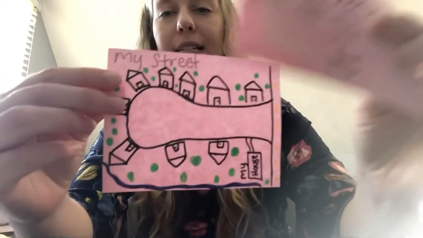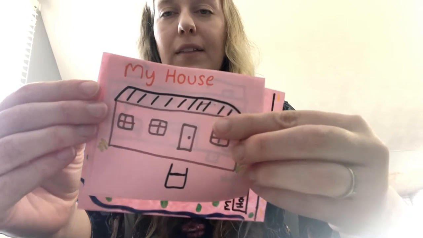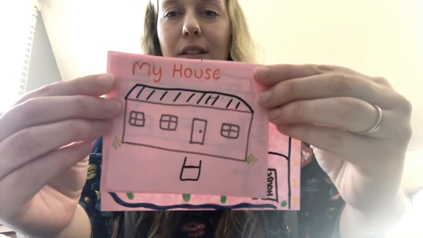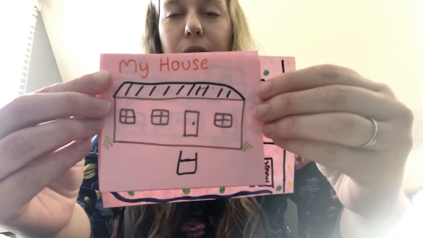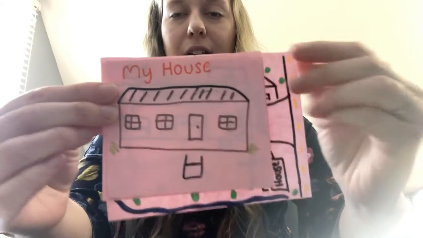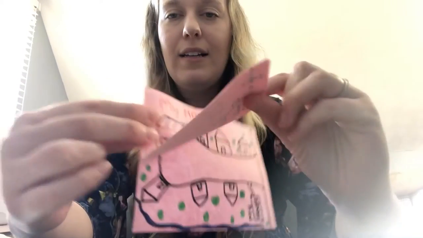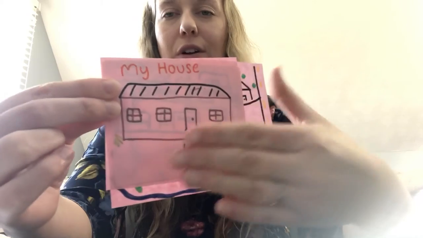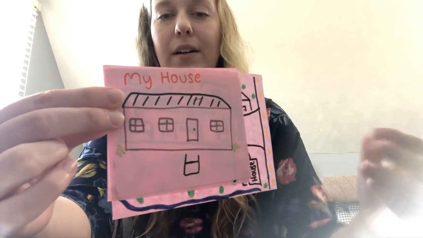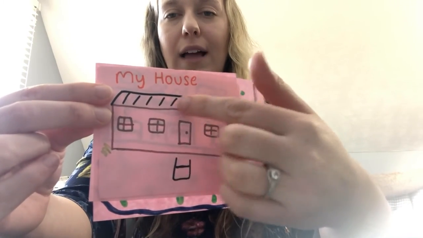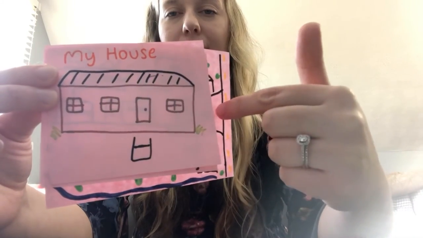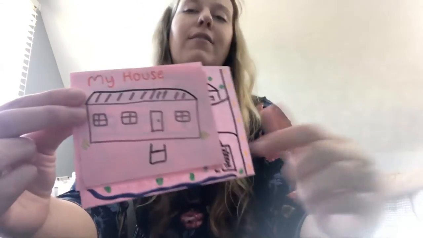Also, notice that my paper for my street is a little bit bigger than my paper for my house. So if you were to staple or tape them together, you would be able to flip through them to see how your community is starting to get bigger. It starts off small with your house, and then it will get bigger with your street and bigger with all of the things that are going to follow after that.